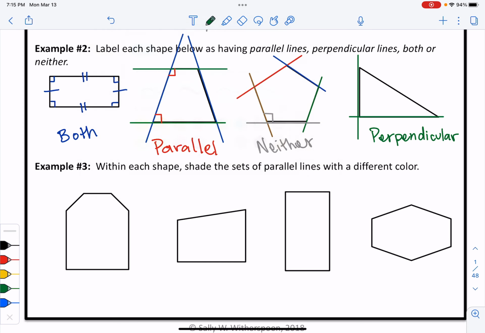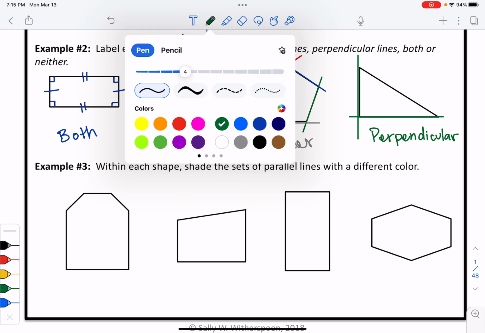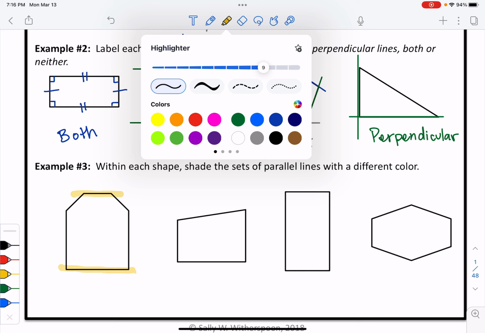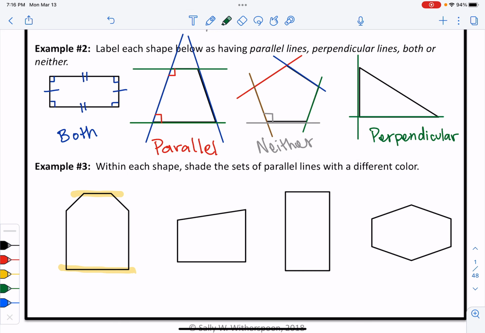Okay, example 3. You may not have different colors, but that's okay, we're going to do it this way. Within each shape, shade the set of parallel lines with a different color. So you want to find the parallel lines. Parallel lines are going to be opposite of each other. So this line and this line are going to be parallel. This line and this line are going to be parallel. These two are not going to be parallel because they're going to end up meeting if we draw them all the way out.